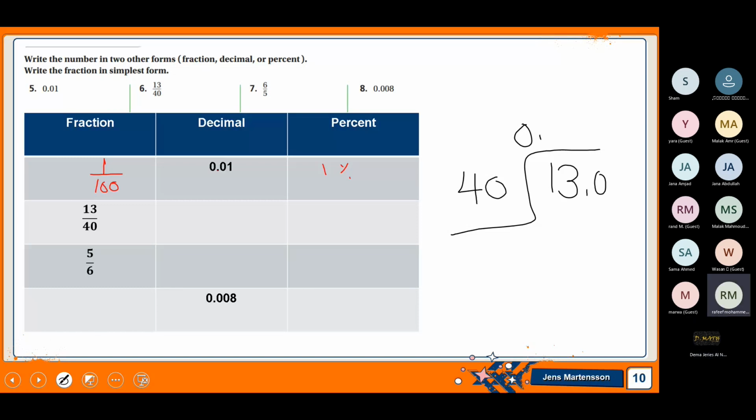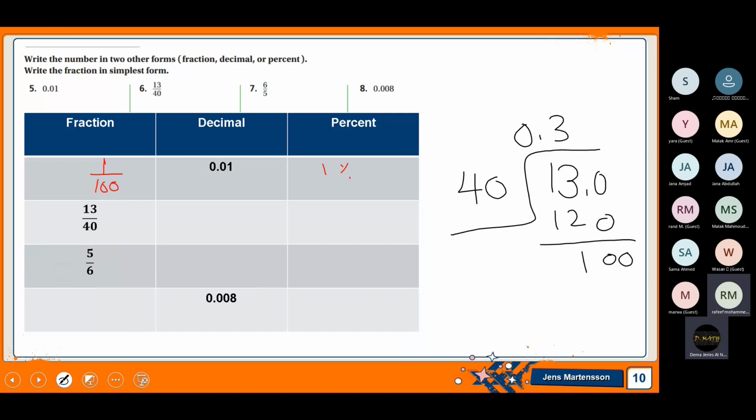2 times 40 is 80. 3 times 40 equals 120. Bravo. 3 times 0 is 0, 3 times 4 is 12. Then 10. What do you have to add now? Add 0. 100 over 40. Add 0.